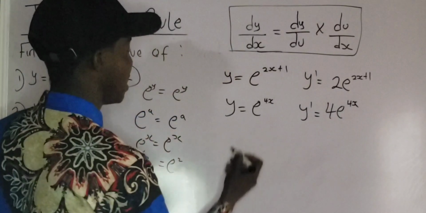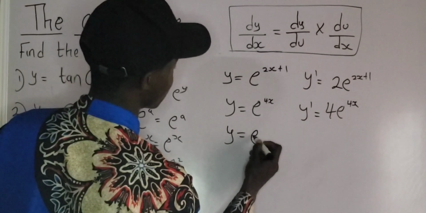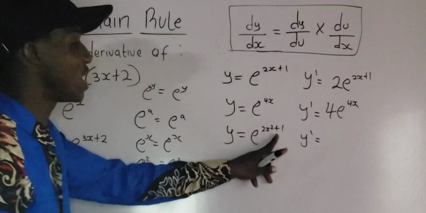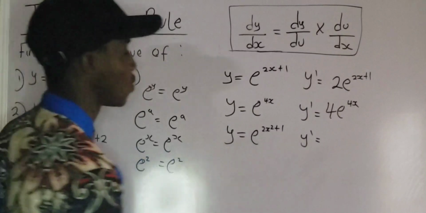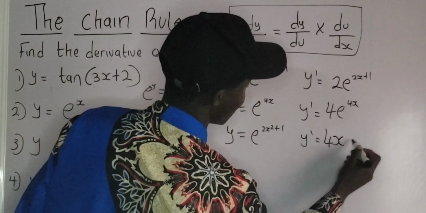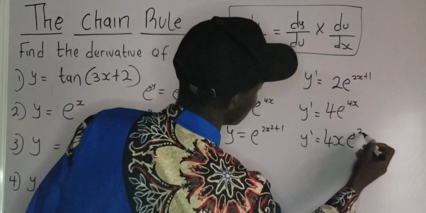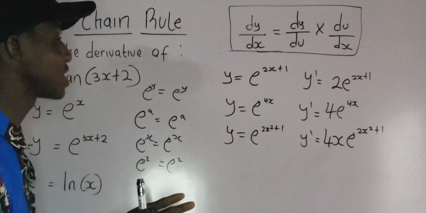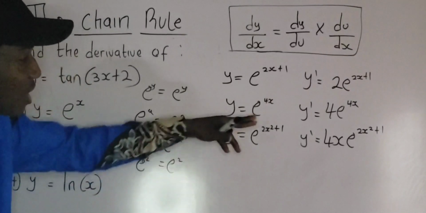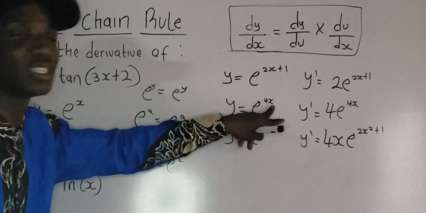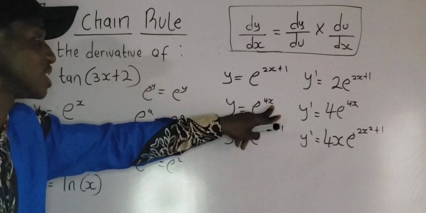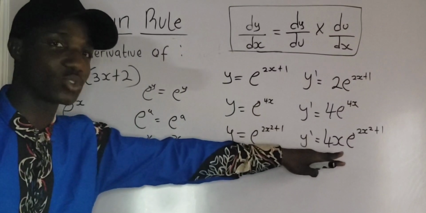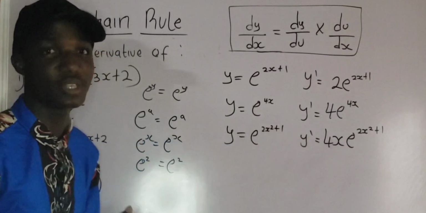Do you understand? Let's say we are asked to differentiate y equals e raised to the power of 2x squared plus 1. The derivative of y will be: differentiate 2x squared plus 1 using the power rule. You are going to get 4x. So this will be 4x times e raised to the power of 2x squared plus 1. Do you understand? Anytime you are asked to differentiate a function that has an Euler constant, just differentiate the power to which the Euler's constant is raised, then multiply it with the coefficient. That is how we are going to get the derivative of the function.